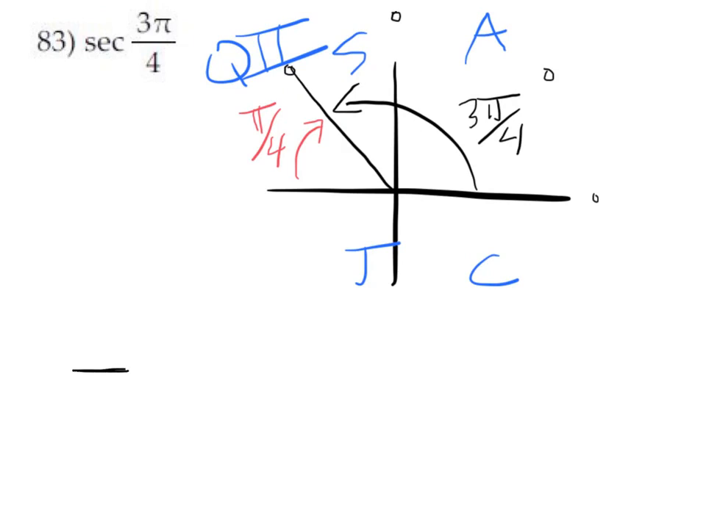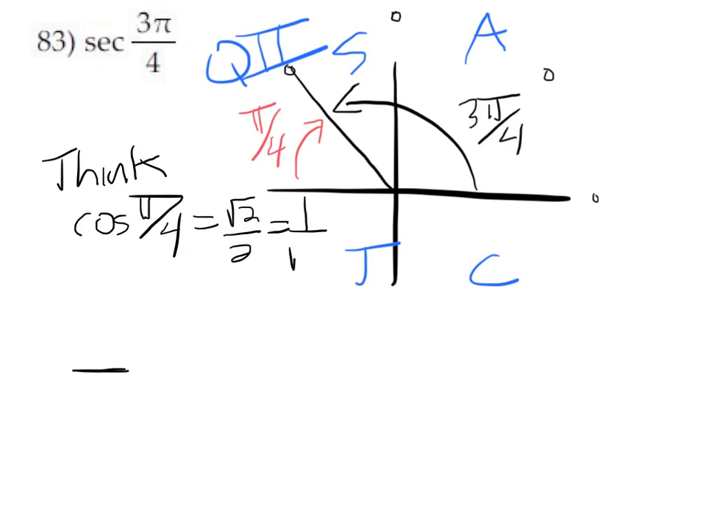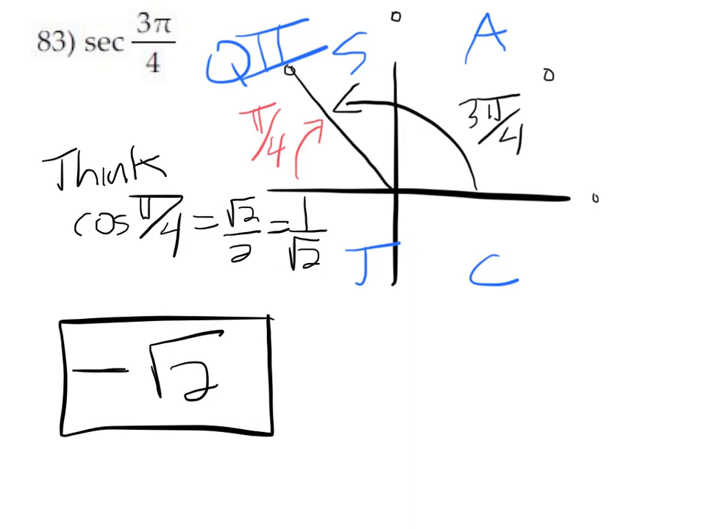But what is secant 3 pi fourths? Well, you'd think cosine of the reference angle, cosine of pi fourths. And that is either square root of 2 over 2 or 1 over square root of 2. Those are both well-known values for cosine and sine of pi fourths. Now, the secant is the reciprocal. So which one of these would be easier to flip? The answer is the 1 over square root of 2. If we do that reciprocal, we just get square root of 2. And that completes this problem.